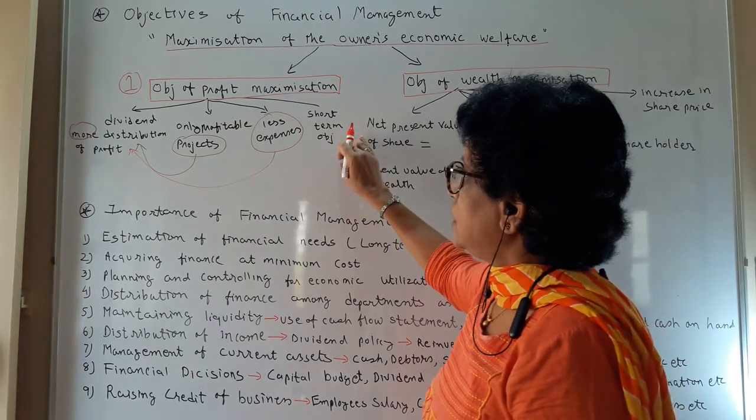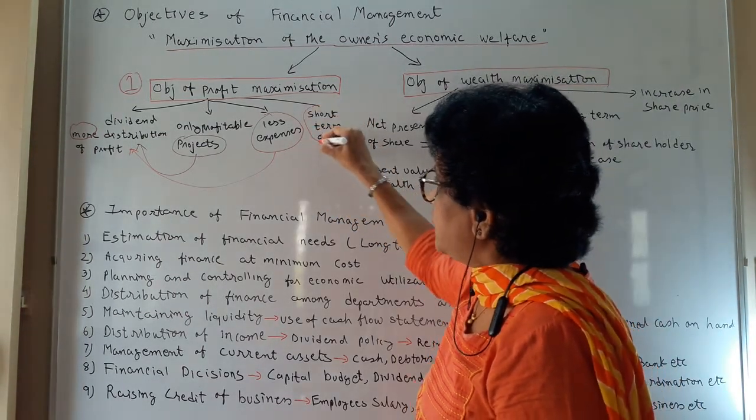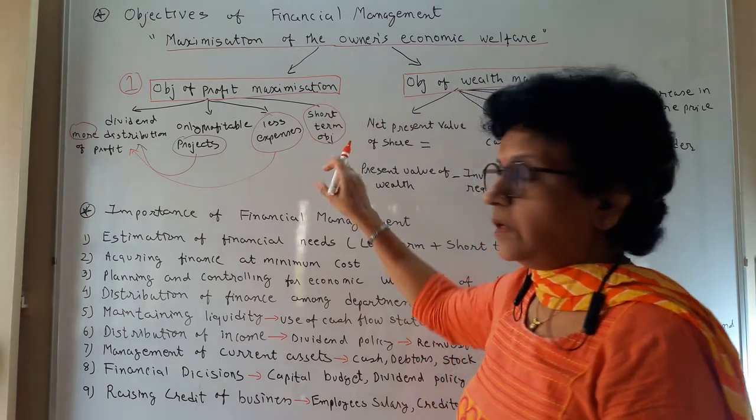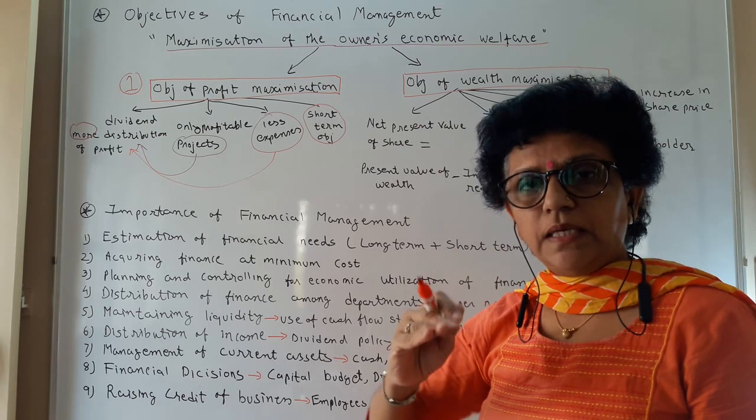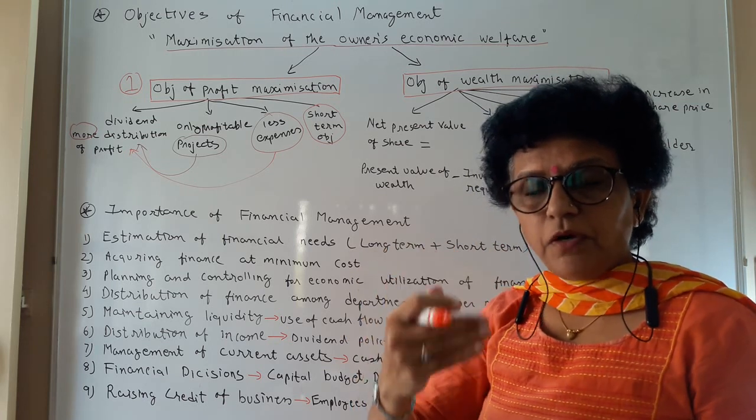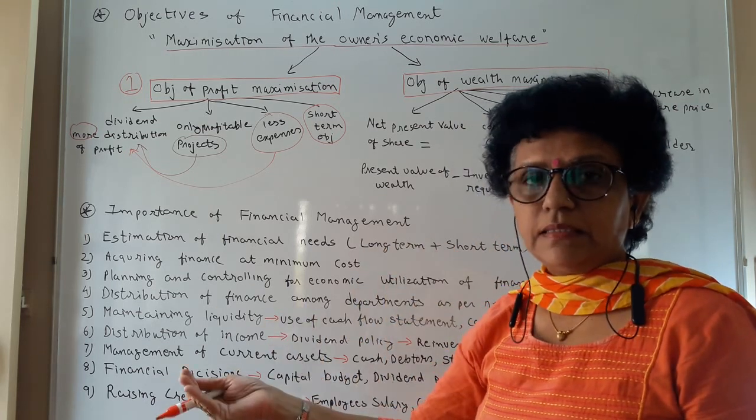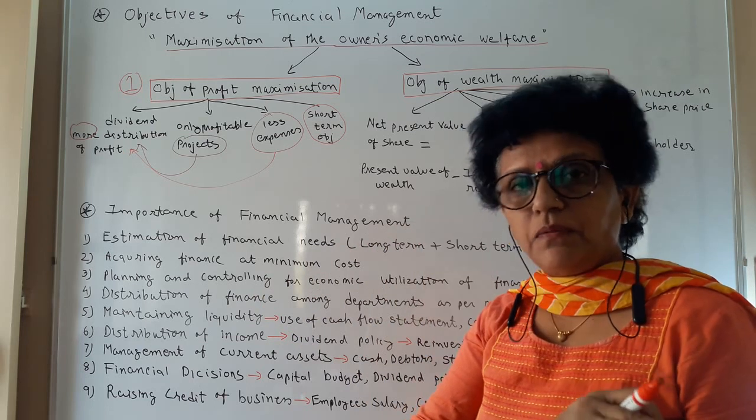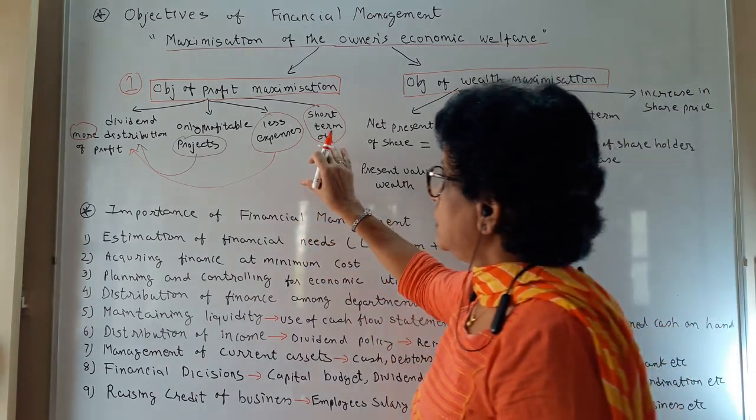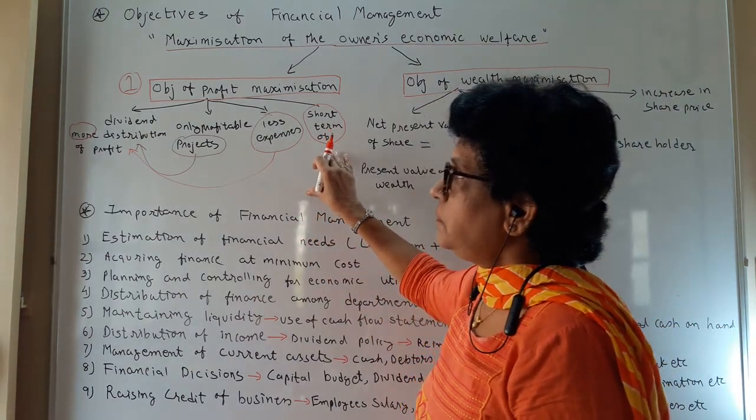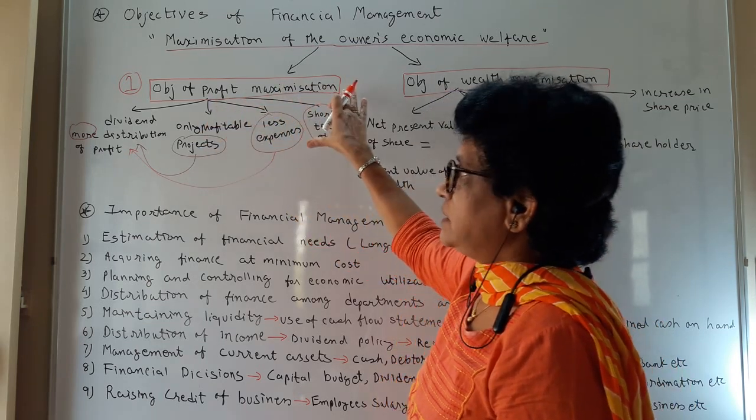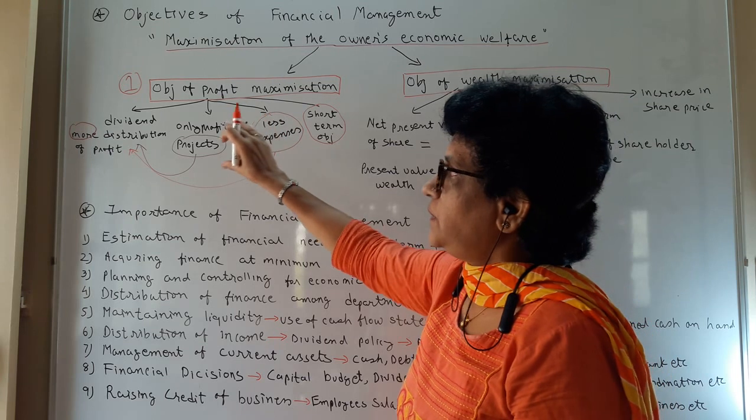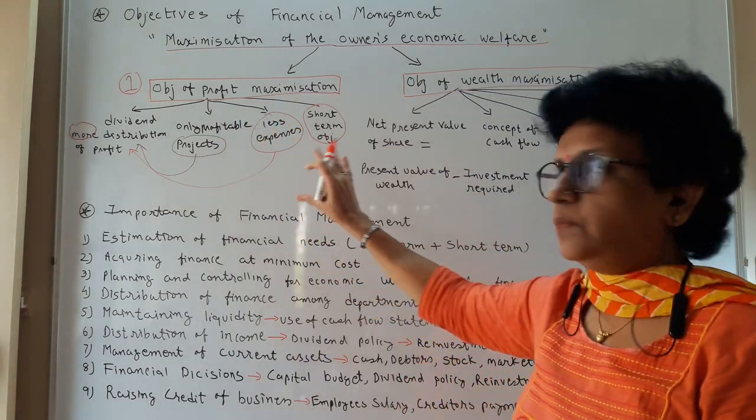Next is that this is the short term objective. Whatever profit objective you are talking about is short term, yearly. It is concerned with one financial year. This year's profit is going to be different from next year's, or maybe from the previous year's. So you are talking about a short term objective. That is what profit maximization refers to: do something by which you can give more to your investor.